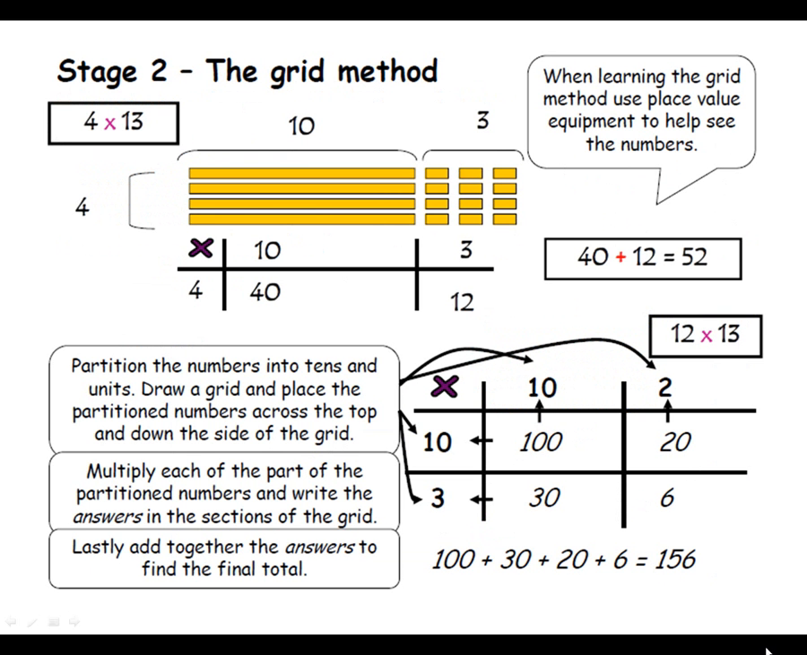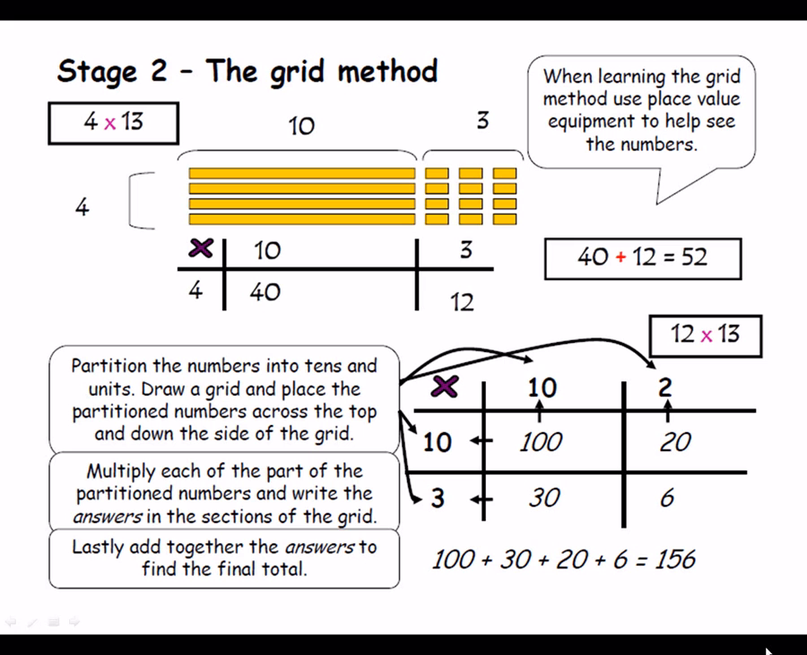The interim method, the less recognisable formal method of recording, is called the grid method, and it's an extension of the pictorial representation that Sarita was talking about. And again, it's based on that fundamental understanding of place value and what each digit is actually standing for. For example, 4 multiplied by 13 is actually 4 multiplied by a 10, plus 4 multiplied by 3.